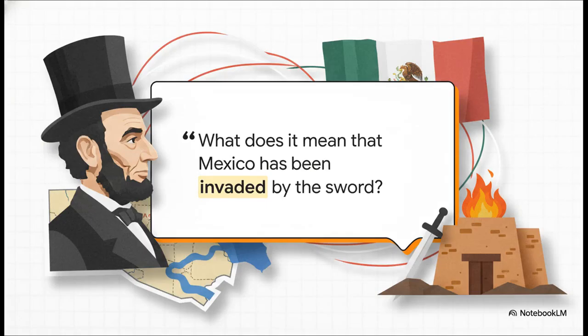Now, this fierce debate wasn't just happening between the U.S. and Mexico. It was happening right inside the United States government itself. A young senator at the time, a guy by the name of Abraham Lincoln, openly questioned Polk's narrative. He pointedly asked, What does it mean that Mexico has been invaded by the sword and that their cities have been burned by our troops? Lincoln's quote imparts this great historical reality. Even top U.S. politicians recognized the frankly invasive nature of the military's actions.